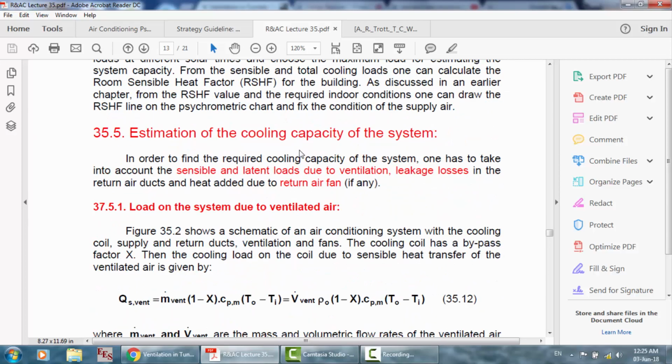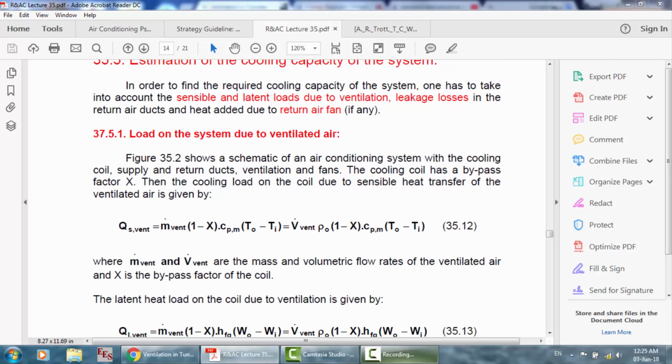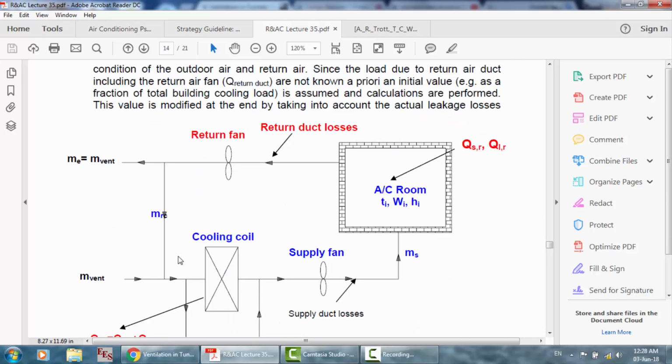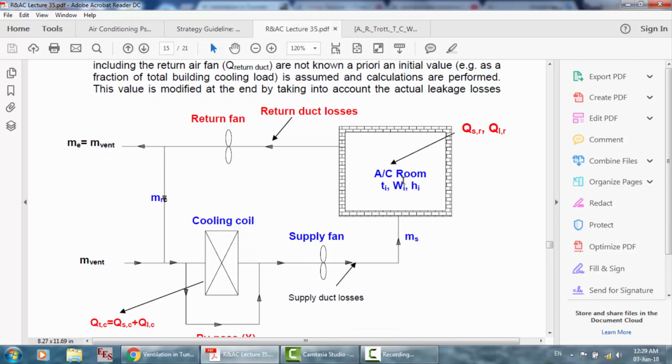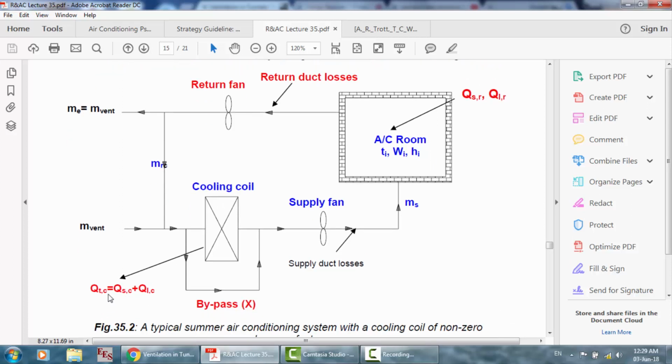For the cooling capacity of the system, in order to find the required cooling capacity, one has to take into account the sensible and latent loads due to ventilation, leakage losses, and the return air ducts, and heat added through the return air fan. So here, in figure 35.2, we have the return fan, return duct losses, the air conditioned room, the supply fan, the cooling coil, and the bypass. The coil total equals sensible plus latent.